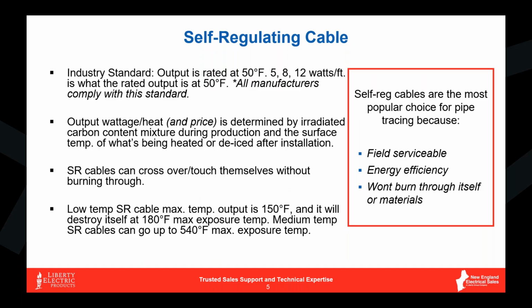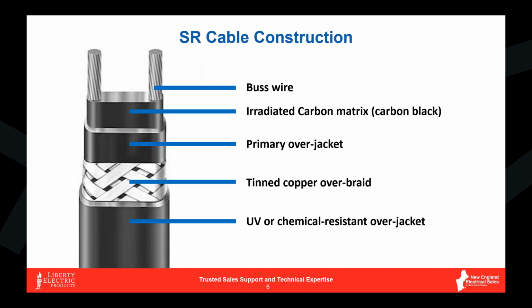Medium temp self-regulating cables do exist. Those have a much higher exposure temperature, but again, much more of a niche application. So here's a look at the anatomy, if you will, of a self-regulating cable. If we strip the outer jacketing off and peeled this guy back, starting from the inner core and working our way outward, you've got two 16 gauge copper nickel stranded bus wires, and they're enveloped by this irradiated carbon black mixture, which is where all of that self-regulating happens, okay? Then there's a primary overjacket.